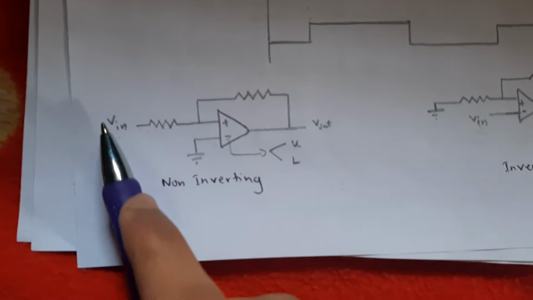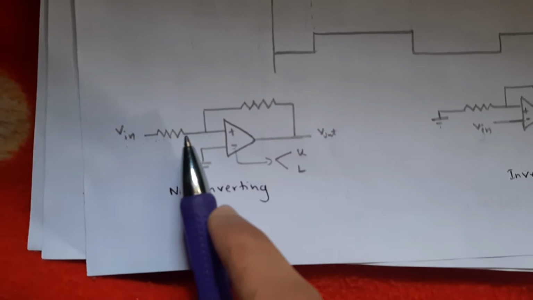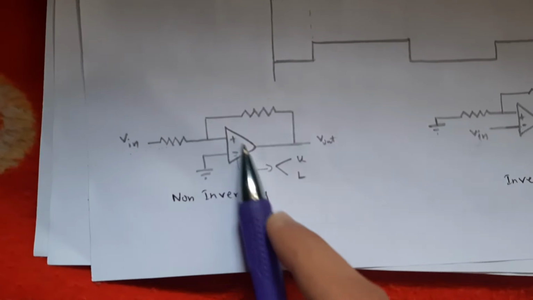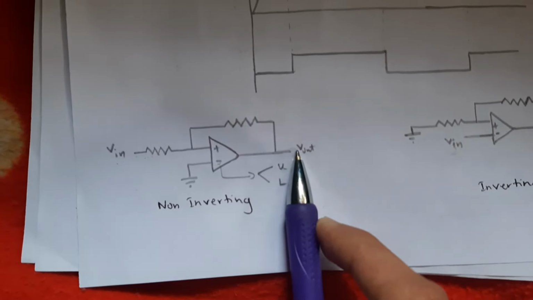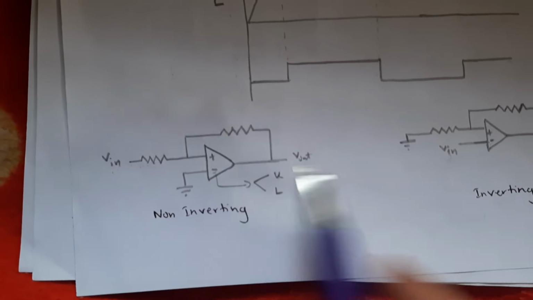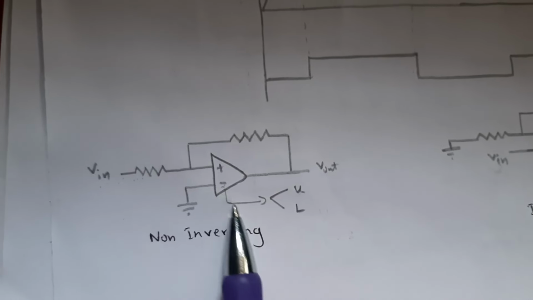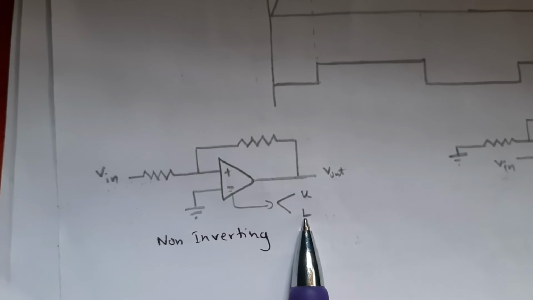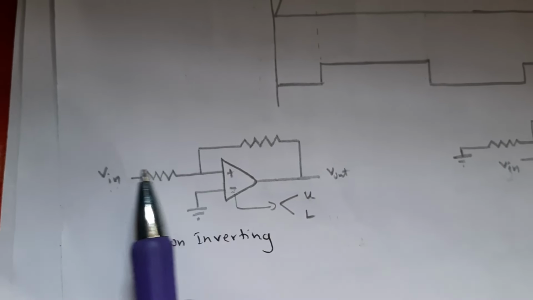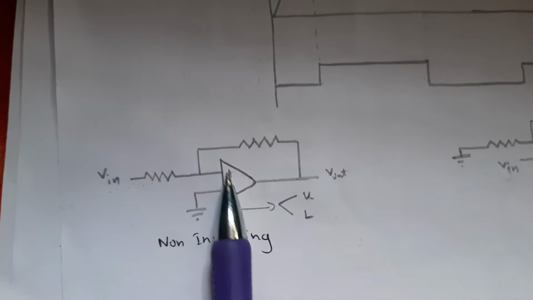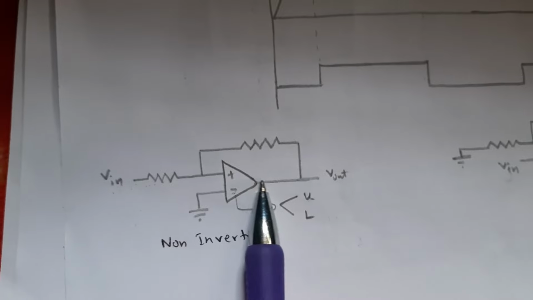If we apply any voltage, the voltage will come here at the positive terminal. Positive is more, this is grounded so it is 0, so the output will be high. And what will happen here is the negative has the value switching between U and L. When the negative value is L, if the V in gets lower than L, then the output will be low. So the output will become low again.